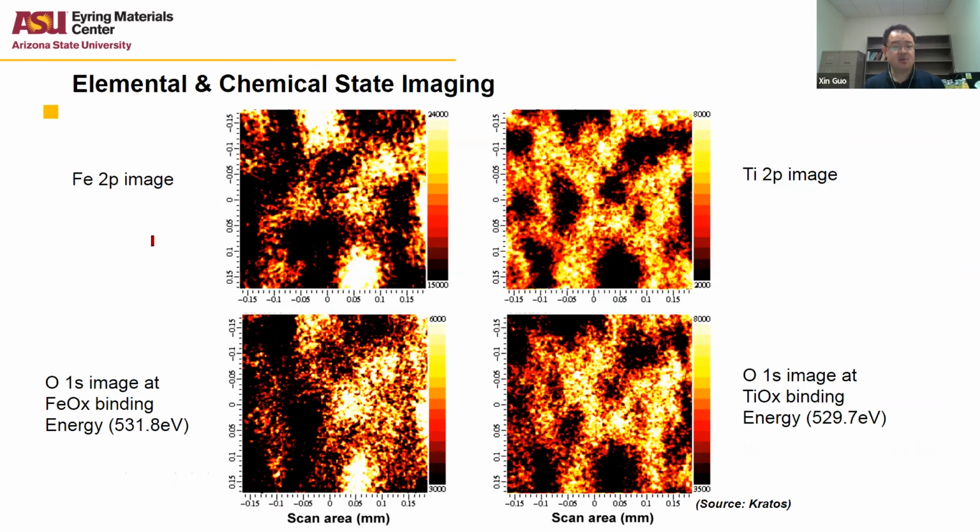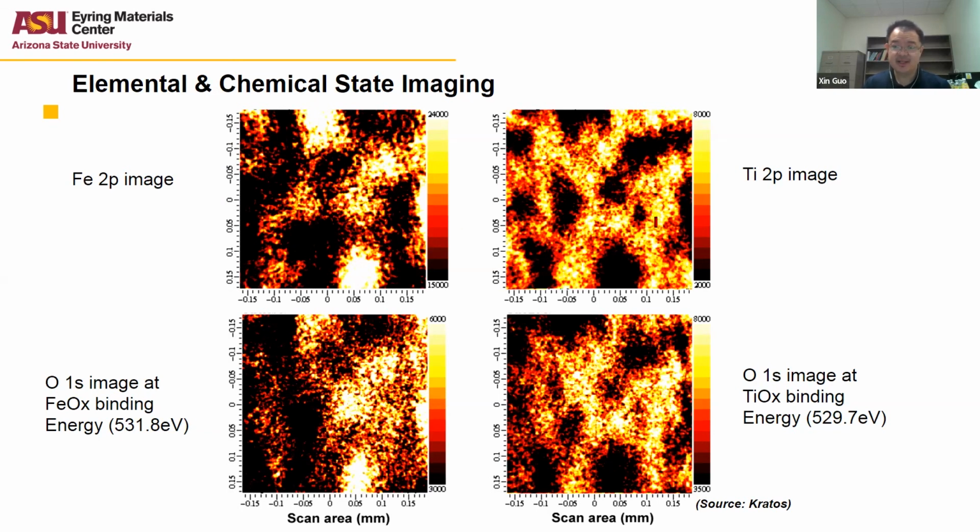And then I want to show the XPS can also do the elemental mapping that's similar to EDX. So here shows another example. This is a chemical state imaging at a binding energy of iron 2P. From this, we can clearly see the spatial distribution of iron across this field of view. And likewise, we can observe the titanium that is distributed complementary to the iron 2P.